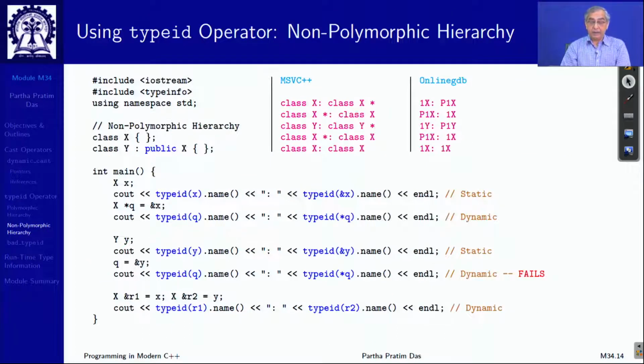Now, you can use it partly for a non-polymorphic hierarchy also, though it may not make much sense. For example, here I have an X object and its pointer. I have an X object, and the address of the X object is put in an X type pointer. I get this. Then I have a Y object.